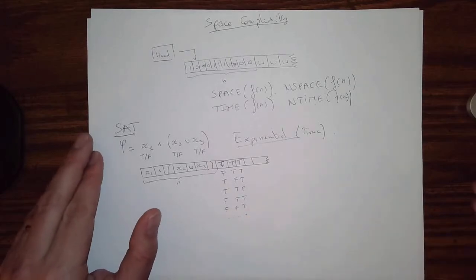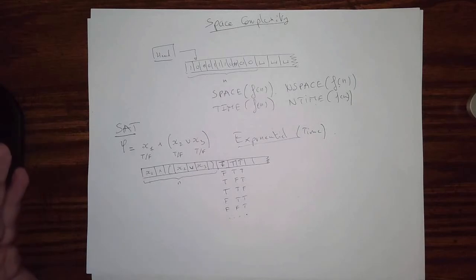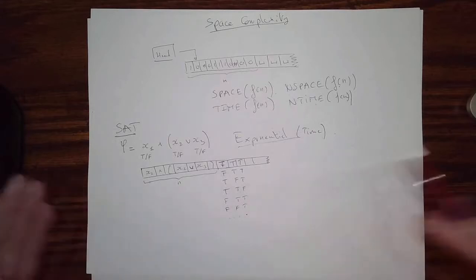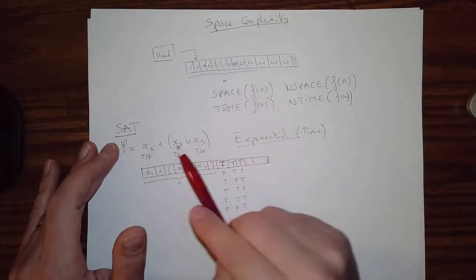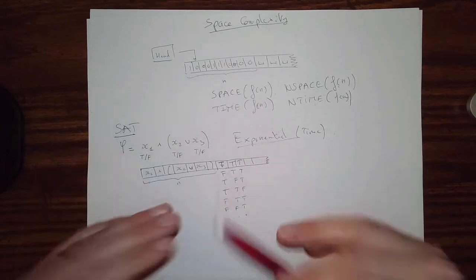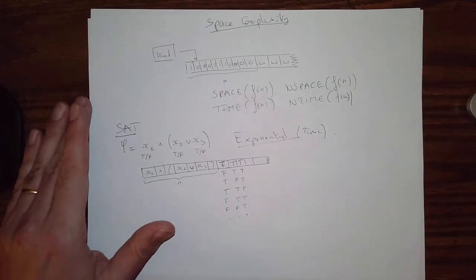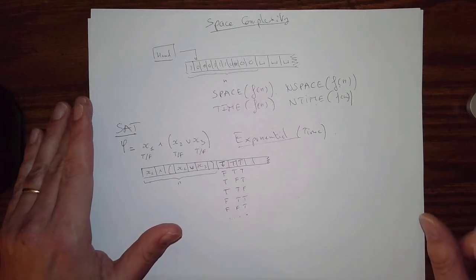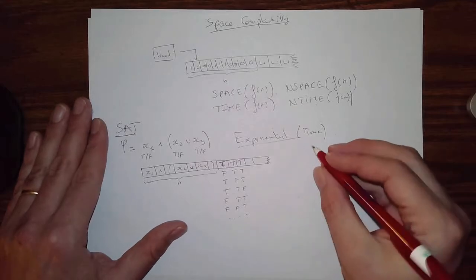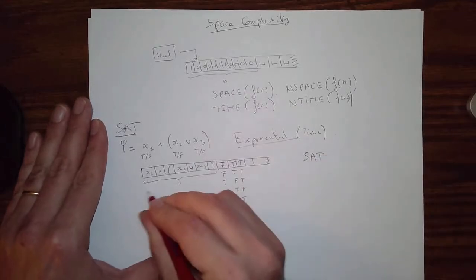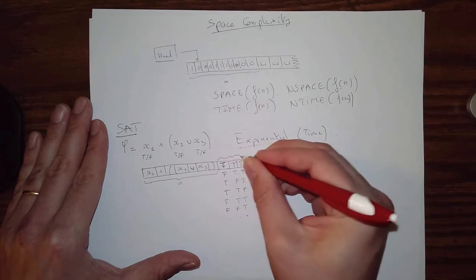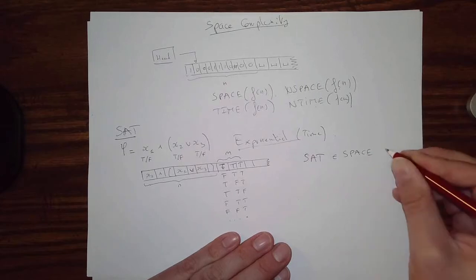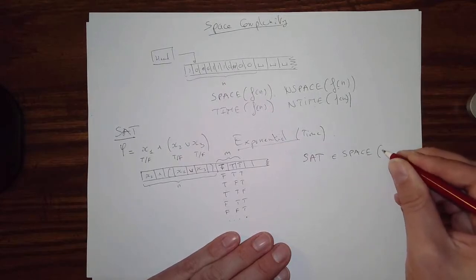So what is my space complexity? It's n plus 3, so it's very small. So worst case, for any phi of size n, the complexity here is going to be n plus m. We can say that SAT belongs to space n plus m.